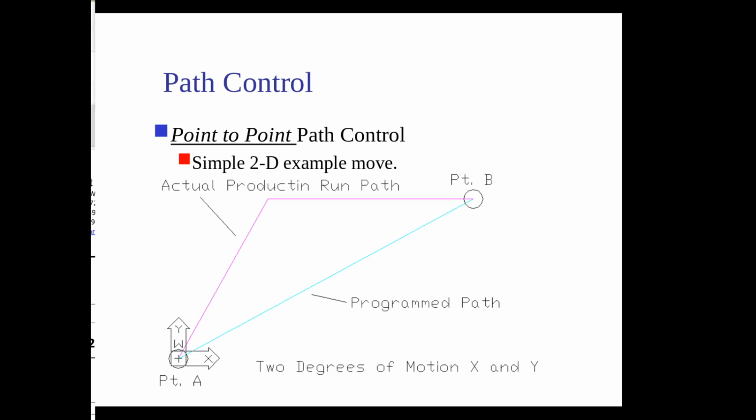All right. Here's an example, just showing you we're moving from point A to point B, and we have the program path, and the robot is going to be moving in an X, Y, and could be a Z direction also.